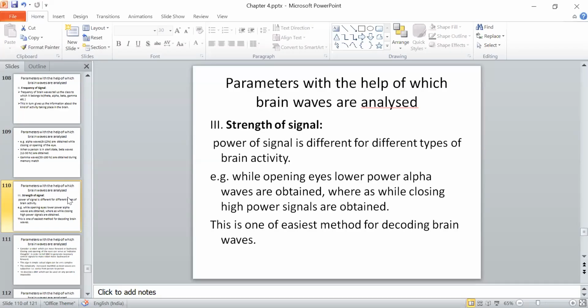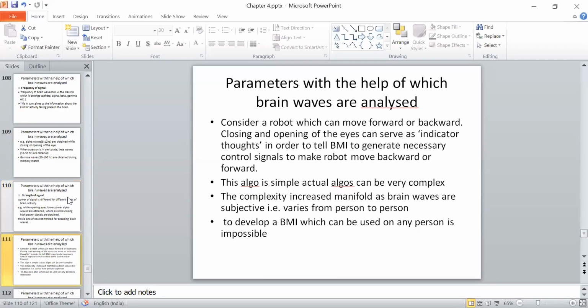So you have to find out the strength of the signal also to decode the signal, that what action your brain tries to convey using that particular signal. Take an example: if you have a robot and you want your robot to move backward or forward based on your eye movement. If you open the eye, it will move forward. If you close the eye, it will move in the backward direction.